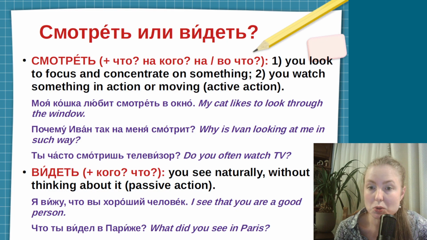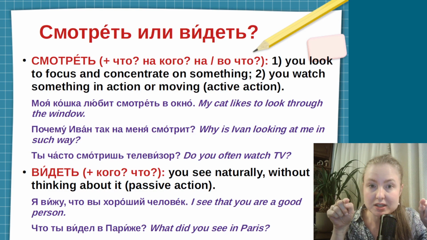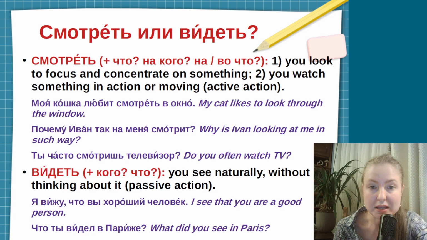So how do we use this verb? The first meaning: we use this verb when you look in order to focus and concentrate on something. Example: Моя кошка любит смотреть в окно. My cat likes to look through the window. Of course, when we like to do something, we concentrate on this action. So that's why we should use here the verb смотреть.